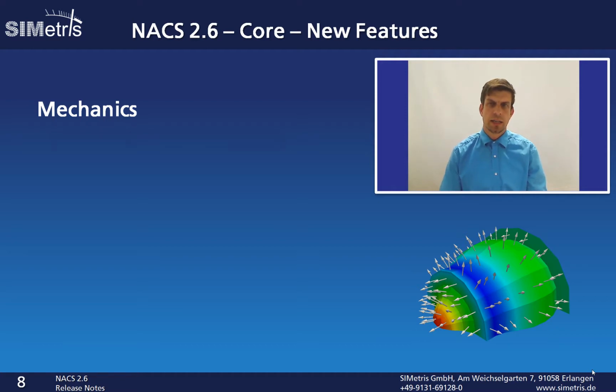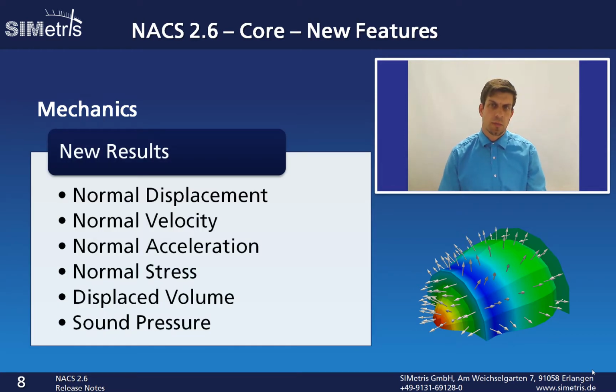In the mechanical domain, we have added some new results. The normal projection of the mechanical displacement, the mechanical velocity, the acceleration, and the mechanical stress onto the surface normal of a simulation domain. We have also added support for the displaced volume of a surface, and we can now compute the sound pressure level that would be generated by a vibration.